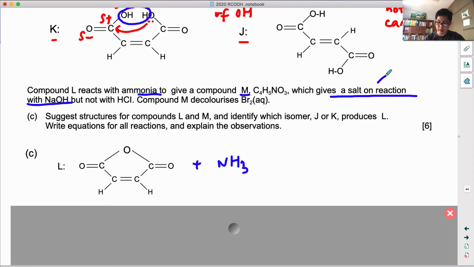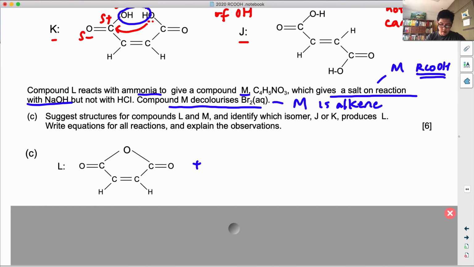So what does it say about M? M can give a salt with sodium hydroxide, which means M should still be a carboxylic acid. And M decolorizes aqueous bromine, which says something about M: M is an alkene. So M is still a carboxylic acid and it's still an alkene. So let's see how it works. Roughly you can tell how the mechanism works.